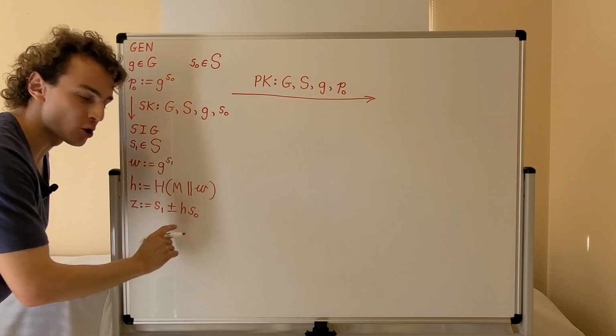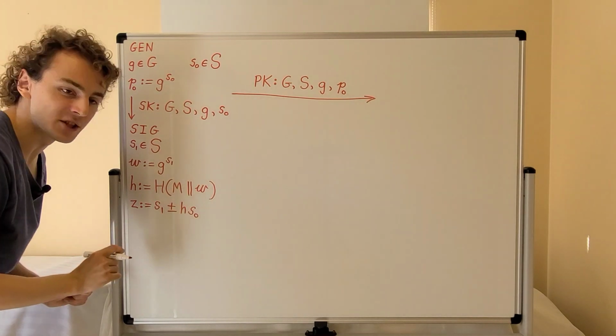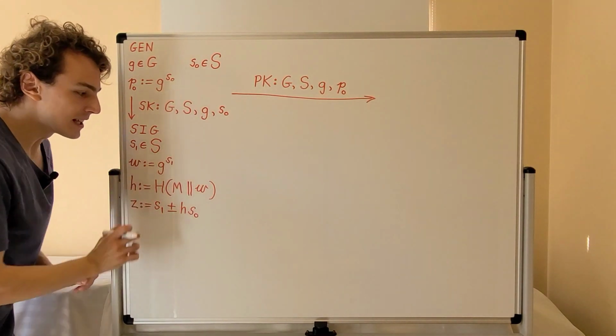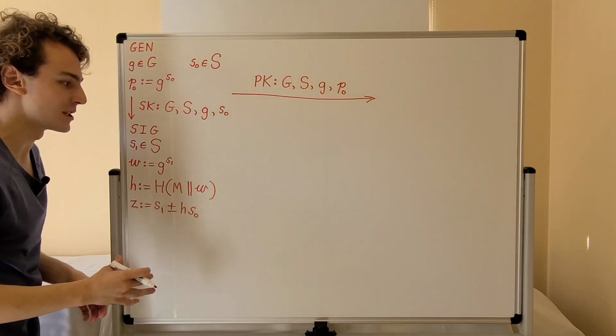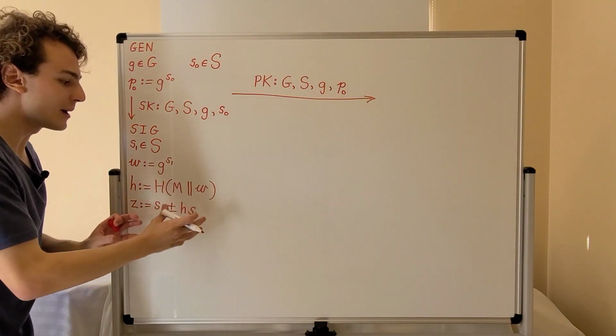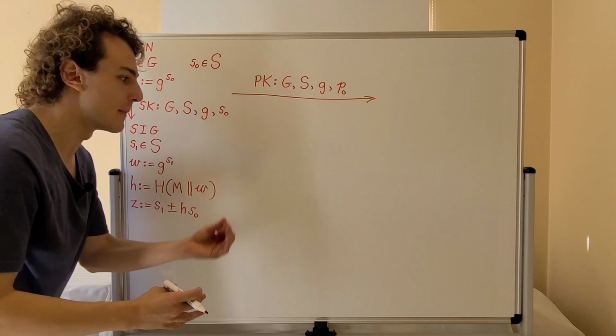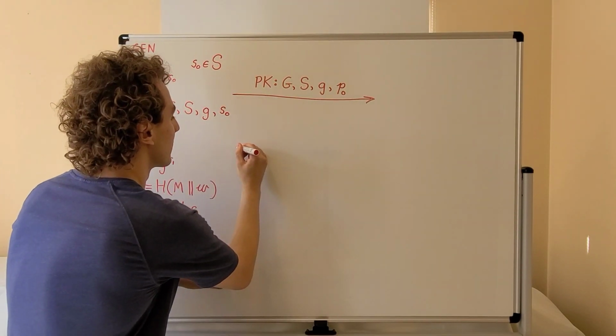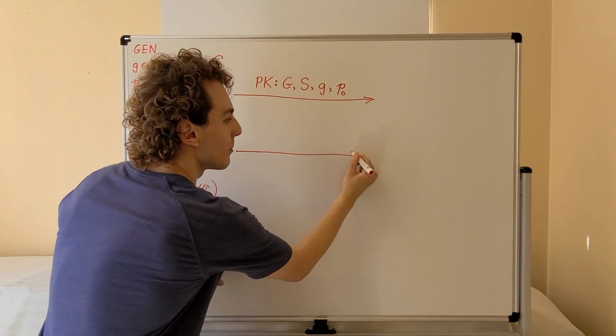And this is a convention choice. We can pick either plus or minus over here. So H and Z are collectively the signature for this message. So now we have enough information to construct the signed message, and we're going to send that information through the public channel.